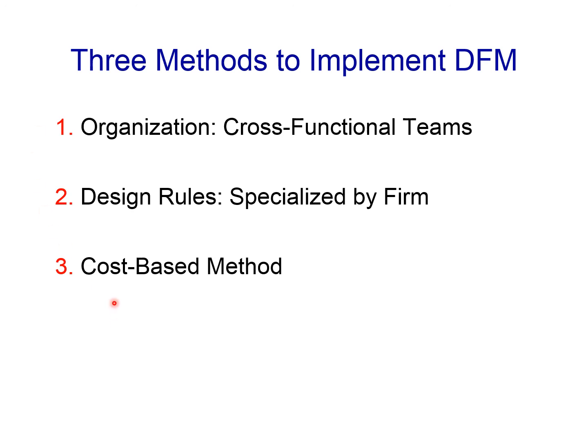The first is an organizational method called cross-functional teams, to get design engineers and manufacturing engineers together early on. Just by getting the people working together closely, you can improve manufacturability. The manufacturing engineer would have a chance to comment on the design in advance and give early input to product designers.